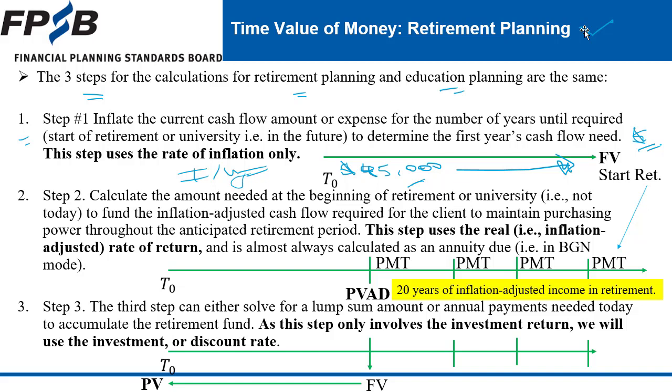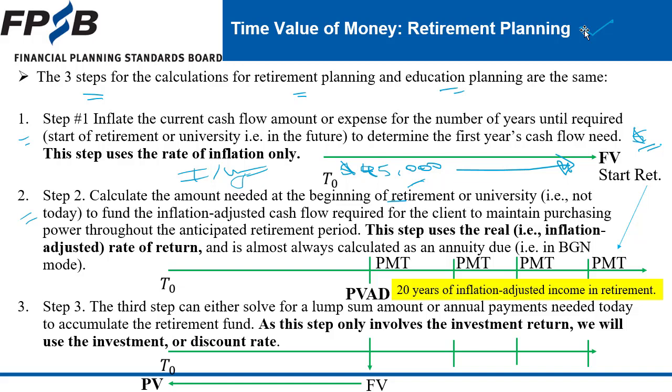Step number 2, we're going to calculate the amount needed at the beginning of retirement in university, i.e. not today, to fund the inflation-adjusted cash flow required for the client to maintain purchasing power throughout the anticipated retirement period. This step uses the real inflation-adjusted rate of return and is almost always calculated as an annuity due, i.e. in the beginning mode.